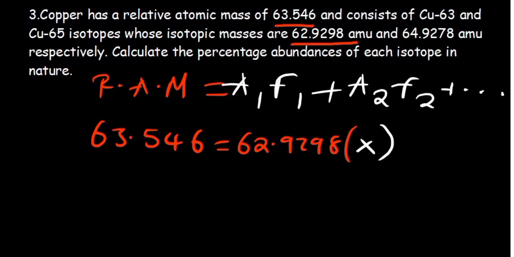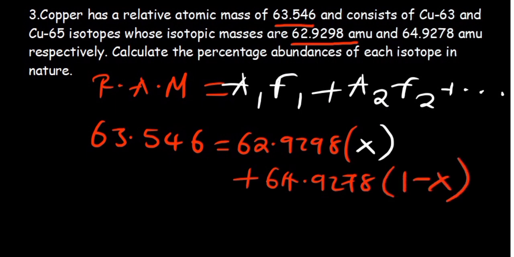So then the other one is 0.9278. This one is going to be 1 minus x. Okay. So we can try to find the value of x there. So the value of x that we're going to have, multiplied by 100, should be able to give us a percentage for the copper 63. Copper 65 will be 1 minus x, multiplied by 100. Let's try to do our calculations there.